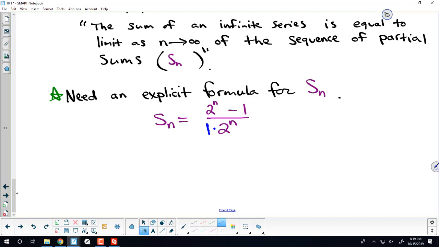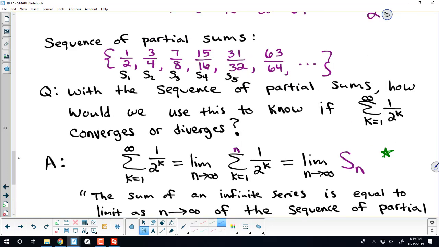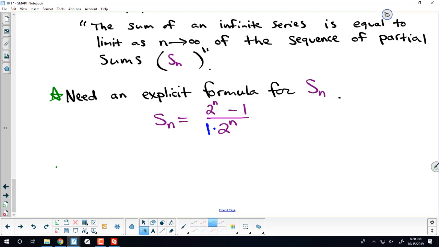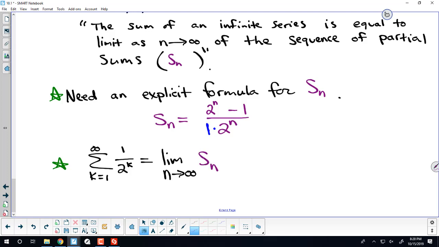Can we find an explicit formula for S sub n? If we can, then all we need to do is go back to this statement here that we have, the star, and say the infinite sum is actually just the limit as n approaches infinity of that formula for S sub n. So we're going to go back here and say that this series is equal to the limit of our partial sum, which we now know to be the above.